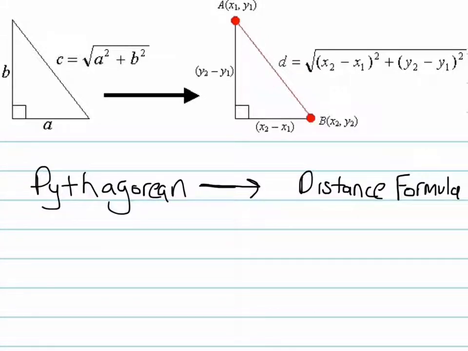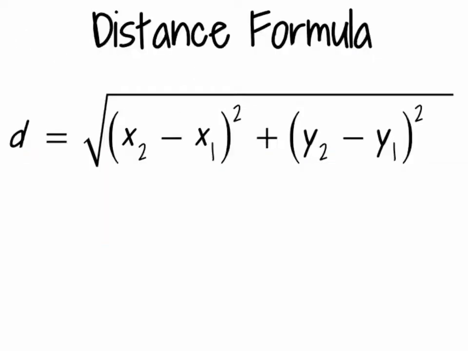So today, distance formula. What is that? And it's derived from the Pythagorean theorem. So they come from each other. So hopefully we can make that observation. So this is the distance formula. Write this down. This is very important.